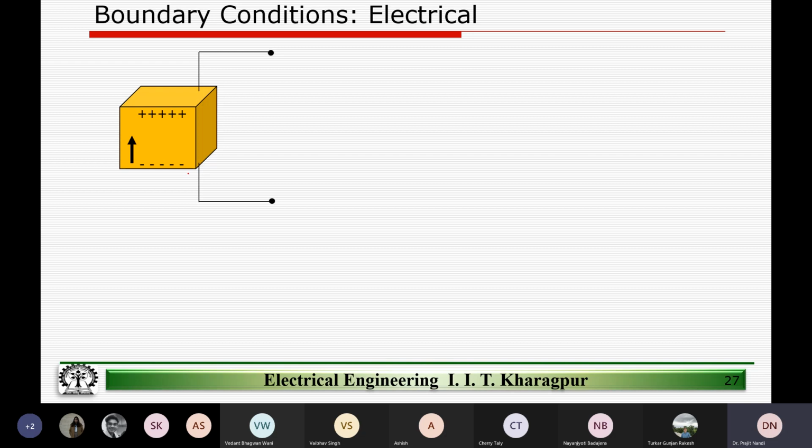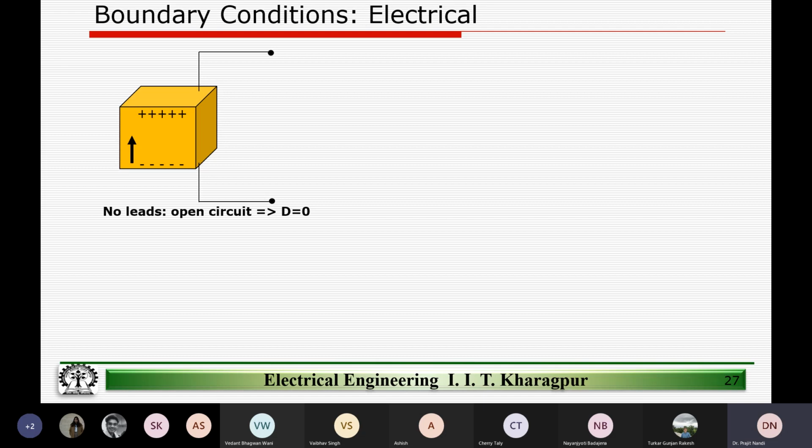And these positive and negative charges are nothing but the inherent charges that exist on the opposite faces of the material because of poling, right? Because of the fabrication that we have done. So this is one condition, right? And in this condition, what we say is D is equal to 0.